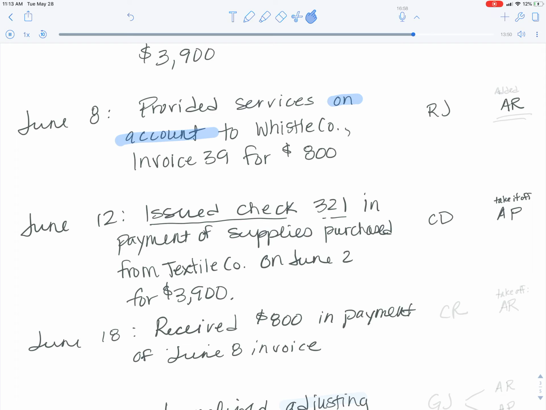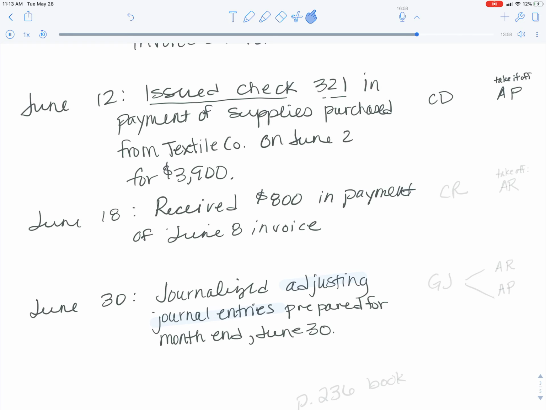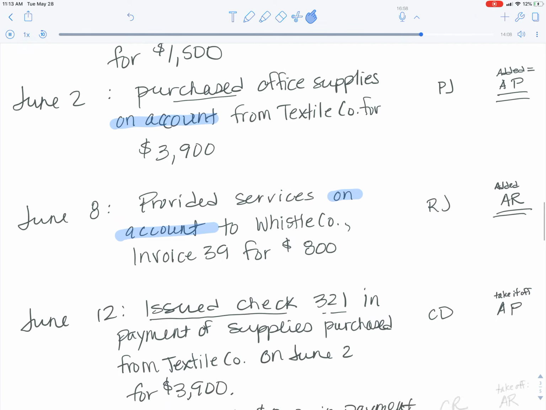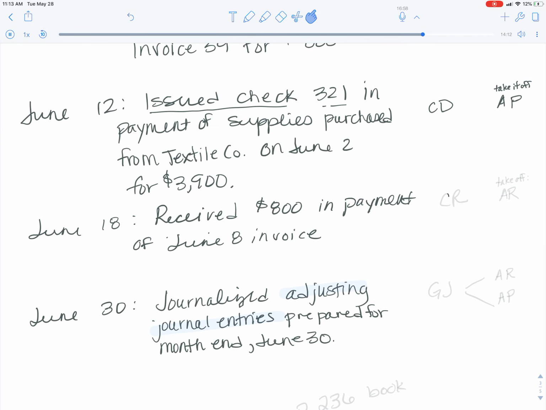And then on June 30th, we journalized some adjusting journal entries prepared for the month end. So this is going to affect our general journal. Now this will affect many subledgers because we'll accrue expenses and we will accrue our revenue. So this is going to affect our accounts receivable and our accounts payable journals. So both.